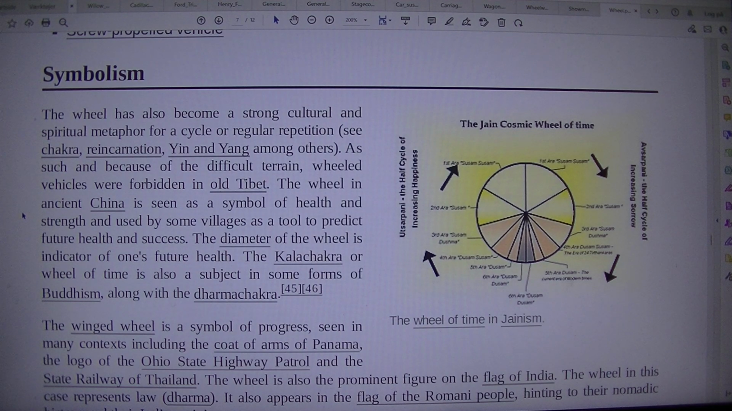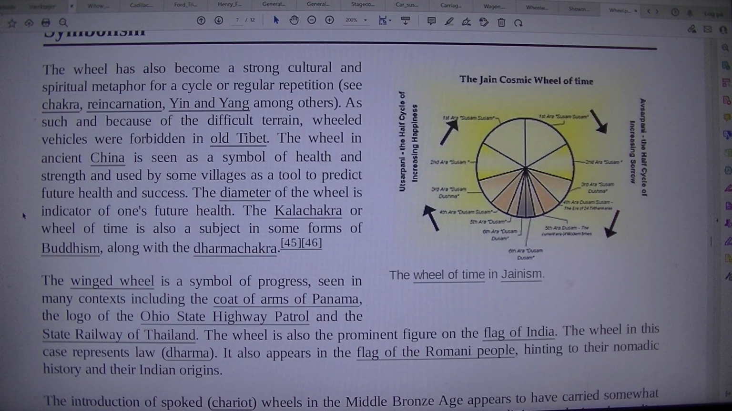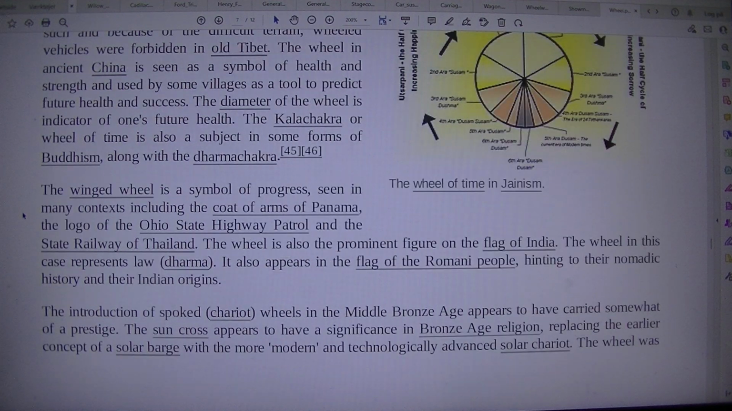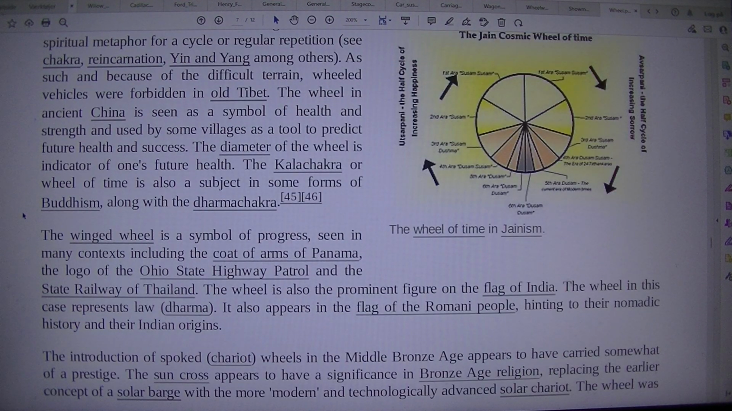45, 46. The winged wheel is a symbol of progress, seen in many contexts including the coat of arms of Panama, the logo of the Ohio State Highway Patrol and the State Railway of Thailand. The wheel is also the prominent figure on the flag of India. The wheel in this case represents law, dharma. It also appears in the flag of the Romani people, hinting to their nomadic history and their Indian origins.